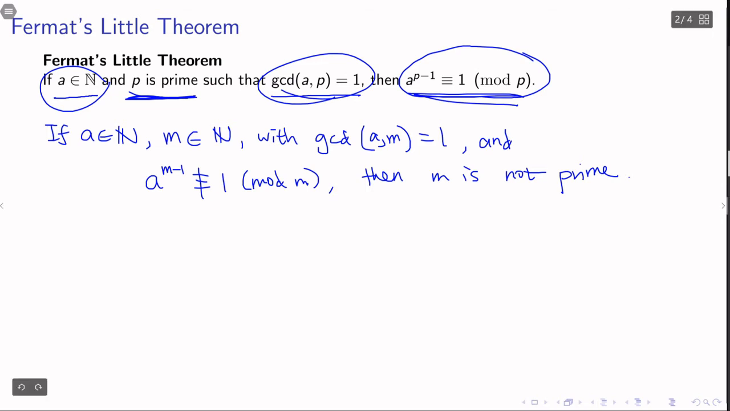And so this is nice. This means I only have to compute this thing, or check it. And if I get a remainder that's not 1 when I divide A raised to M minus 1 by M, then immediately I can say, well, therefore M can't be prime. Okay, I'll give you an example.